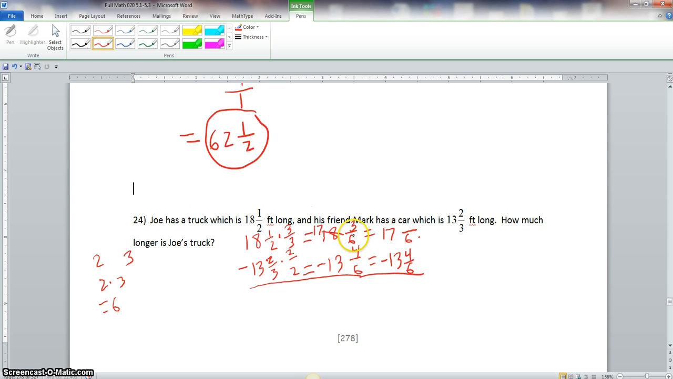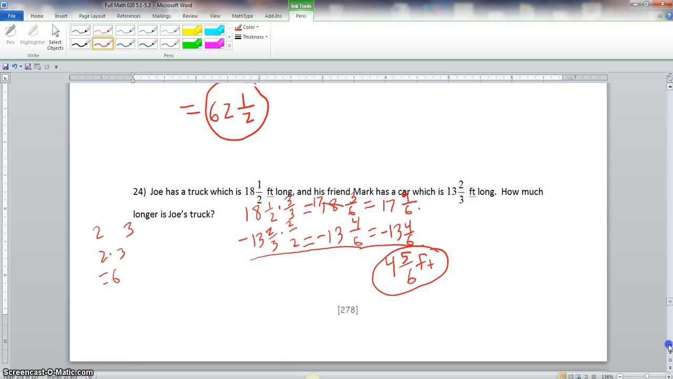Now we ask ourselves, since we borrowed 1 from here, to recognize borrowing 1 in our numerator, all we have to do is add the denominator and numerator together. 6 plus 3 is 9. So our numerator is 9. So we have 9/6 minus 4/6, which is 5/6. 17 minus 13 is 4, and it's feet. So it's 4 and 5/6 feet.